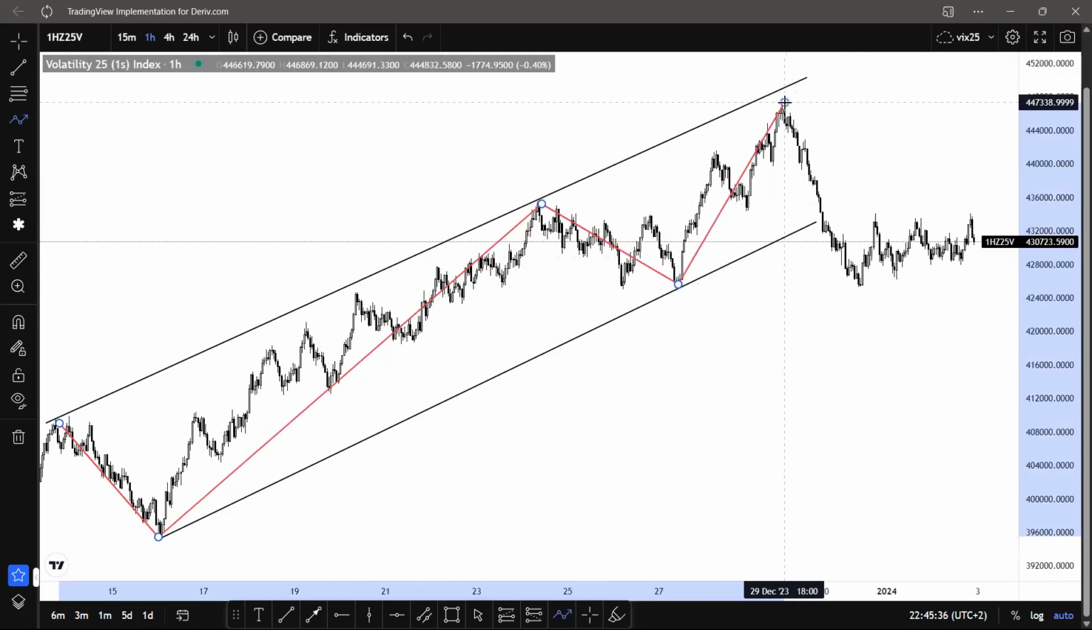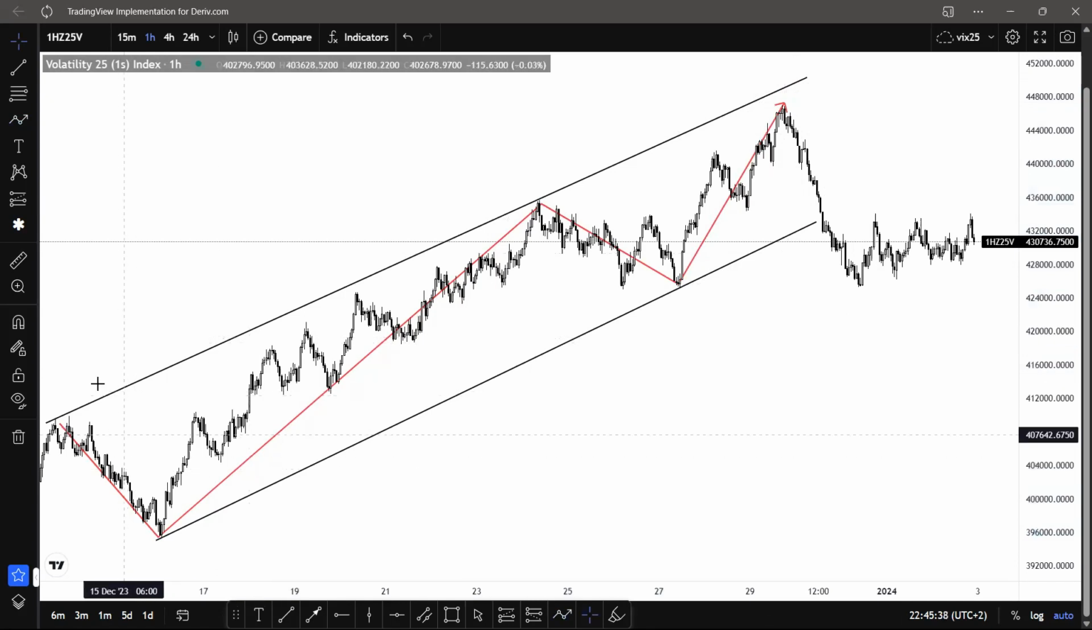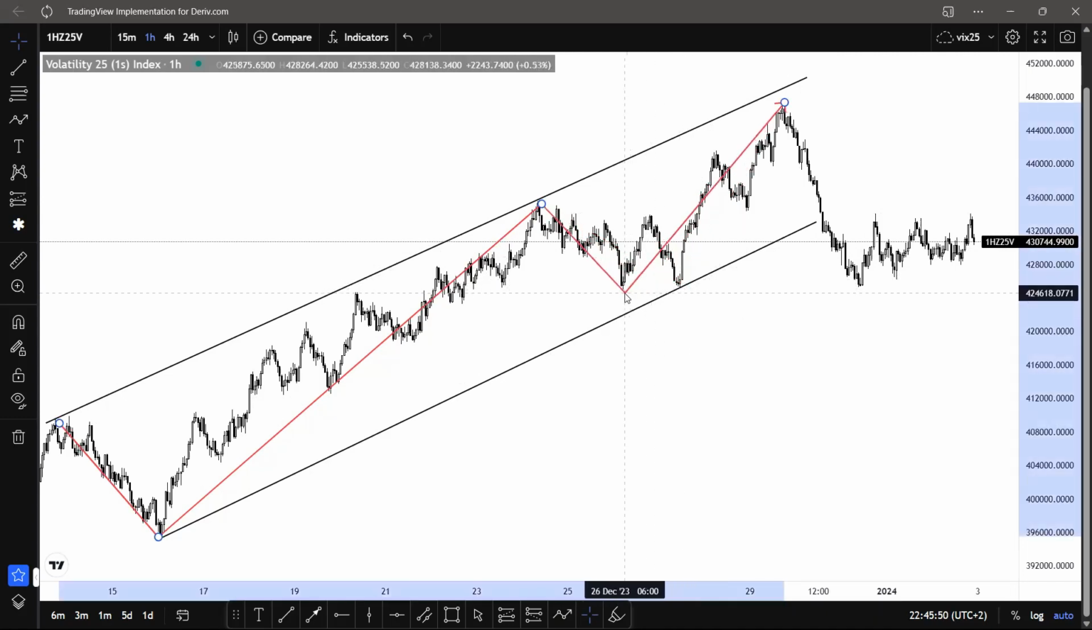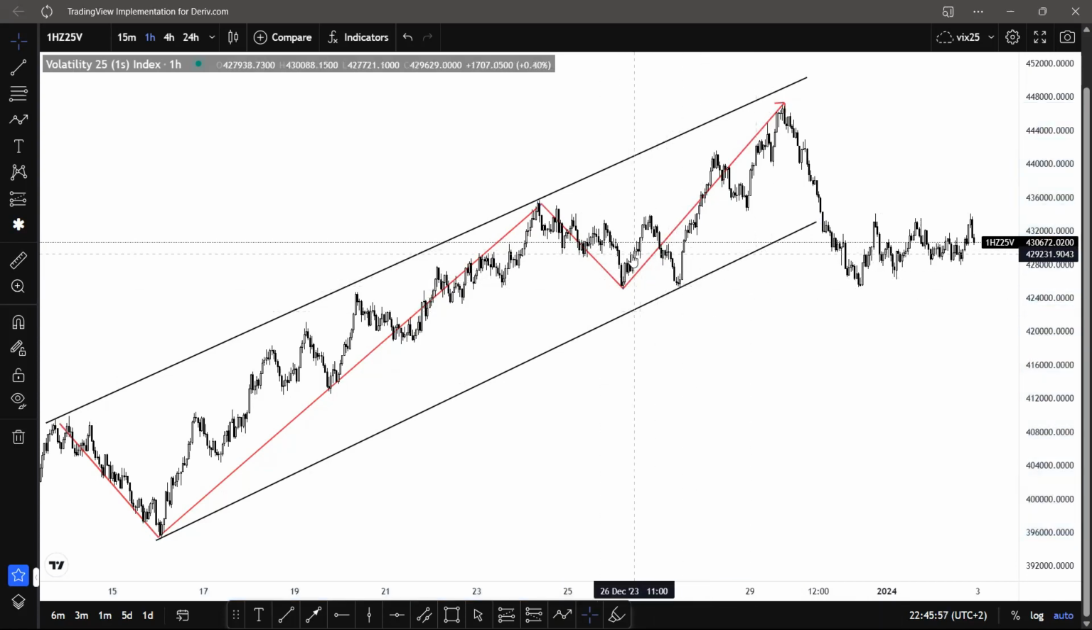There I go. So this is what I'm doing. I'm connecting the most obvious highs and lows, right? So here, this is the obvious low, the obvious high, the obvious low, the obvious high. Okay, I hope that is clear. And between this one and this one, you can use this one here, right about here. Still the same thing, right?